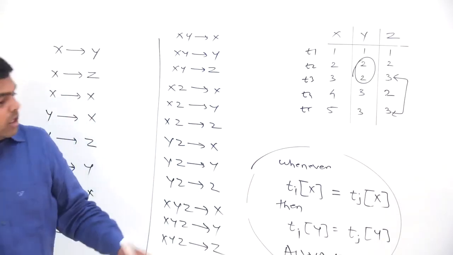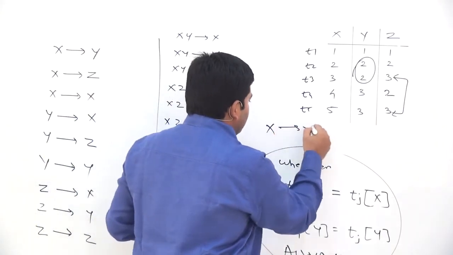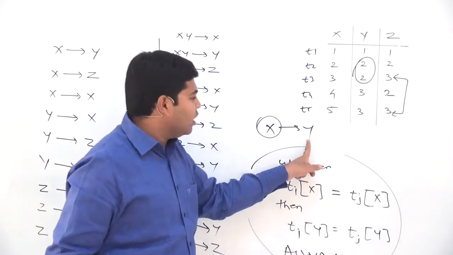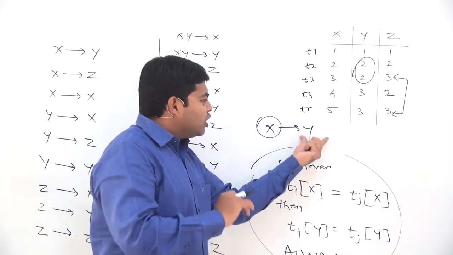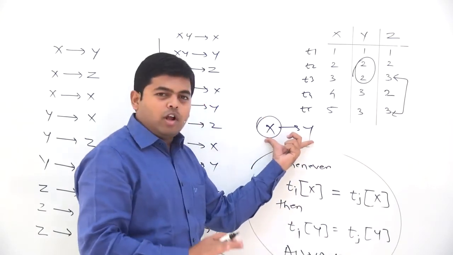Okay, so what does this rule say? If there is an agreement on the left hand side, then only you check a corresponding agreement on the right hand side. However, if there is no agreement on the left hand side, you need not check any agreement on the right hand side, and therefore this particular rule will always be satisfied.